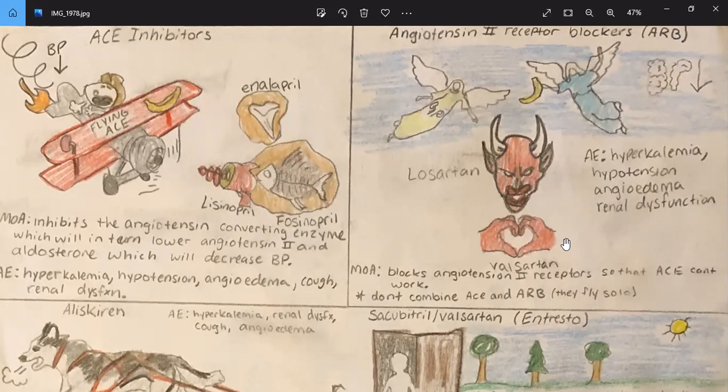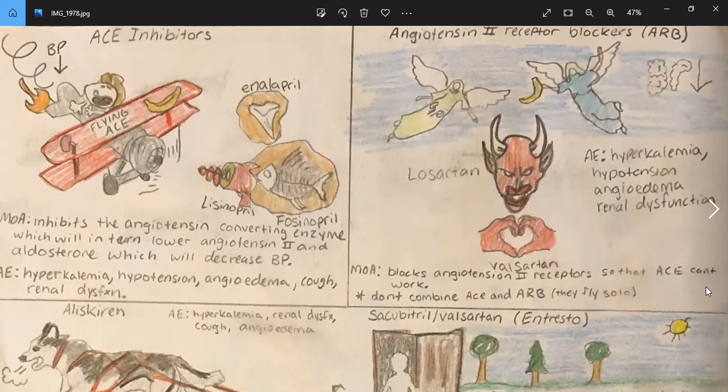The adverse effects are, again, hyperkalemia, so our banana, hypotension, again, they're in the sky, low blood pressure, angioedema, Satan's lips are, I tried to make them look like they're swollen here, and then renal dysfunction, this angel has her kidneys fallen out.